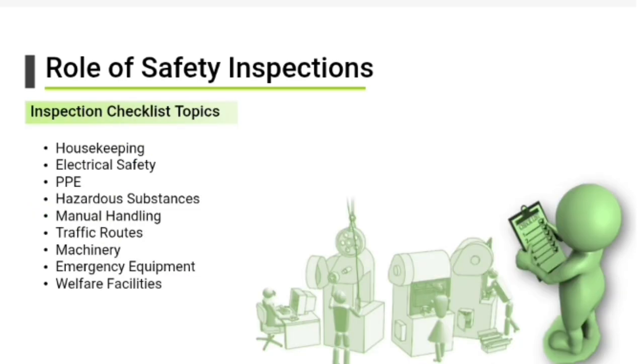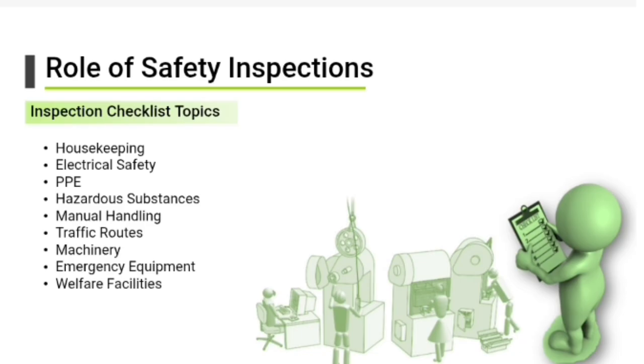In order to comprehensively assess health and safety within a workplace, an inspection checklist is employed, serving as a structured tool to evaluate various crucial aspects. The checklist encompasses an array of topics, systematically looking into critical areas to ensure a thorough examination. Starting with housekeeping, the inspection evaluates the cleanliness and orderliness of work areas, coupled with proper waste disposal practices.